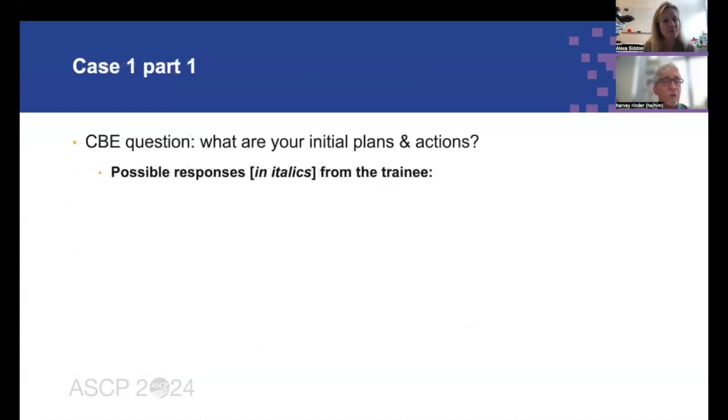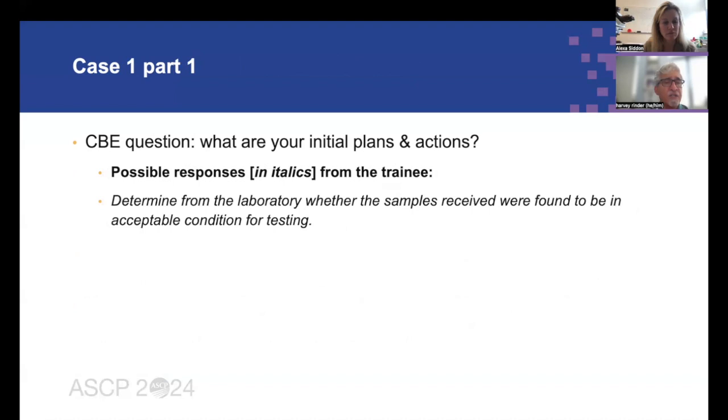So we would say, what are your initial plans and actions? Possible responses from the trainee would follow in italics, giving some examples. So the trainee might say, I'd like to determine from the laboratory whether the samples that were received were in acceptable condition for testing.